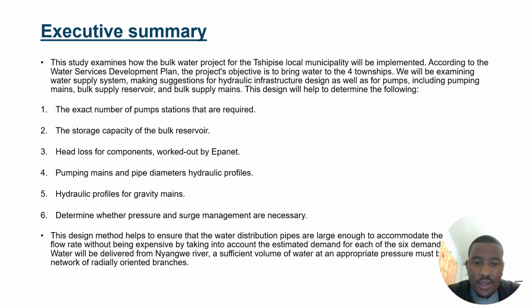water supply system, making suggestions for hydraulic infrastructure design as well as for pumps, including pumping mains, bulk supply reservoirs, and bulk supply mains. This design will help to determine the following: the exact number of pumps which are needed, the storage capacity which we're going to need, head loss for components, pumping mains, and the pipe diameters, hydraulic profile for gravity mains. Determine whether pressure surge is necessary.